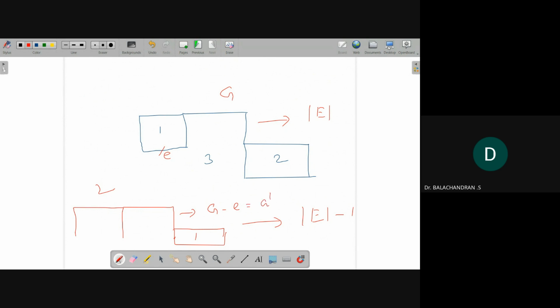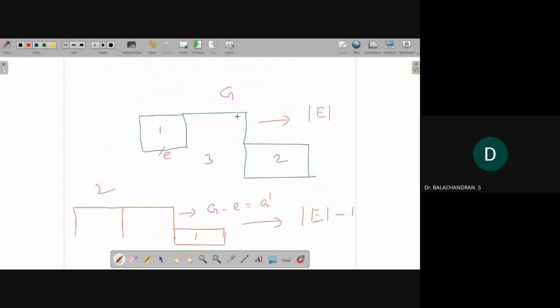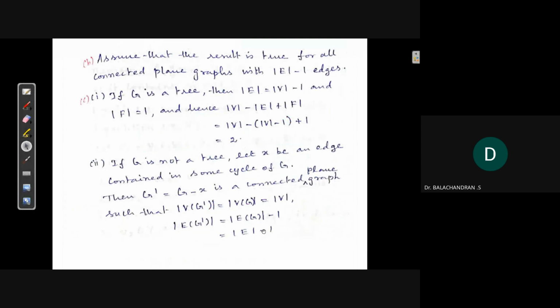G minus E. The number of vertices in G dash is the same as the number of vertices in G. There is no change in the number of vertices. So I will take the number of vertices in G as the cardinality of V. The number of vertices in G dash is equal to the number of vertices in G, which is just the cardinality of V.